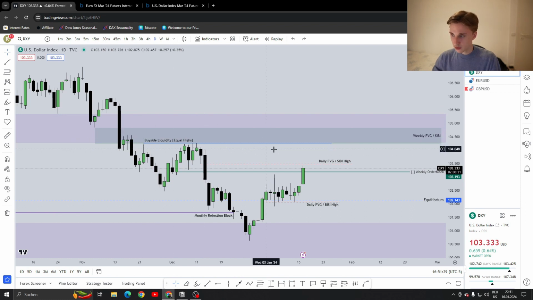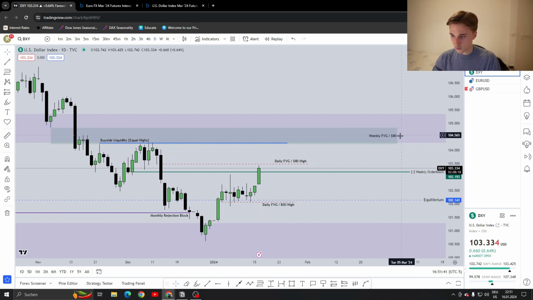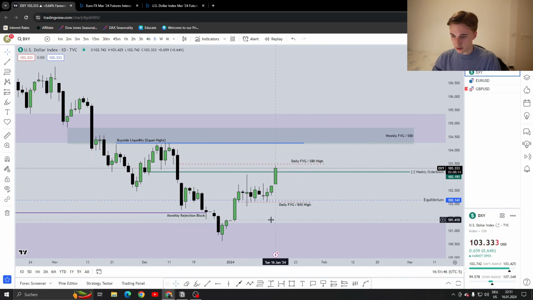Very clean level. It's also coupled again with the weekly fair value gap and the monthly fair value gap. So a lot of levels are lining up. As you can see, we had a nice reaction from this daily fair value gap, rallied away, and today we even opened up with a daily opening gap right here.